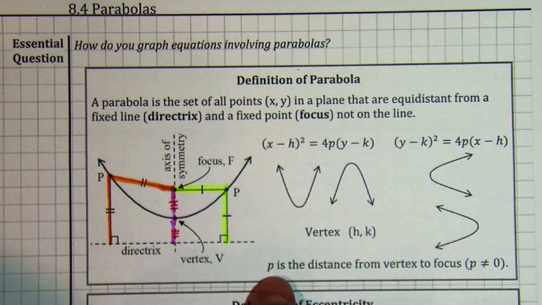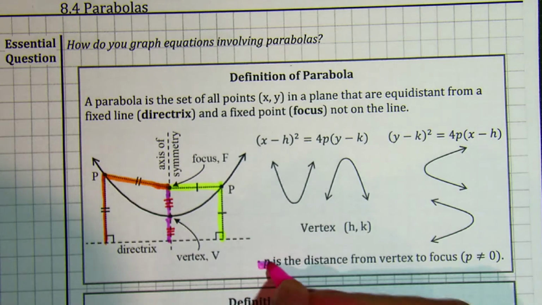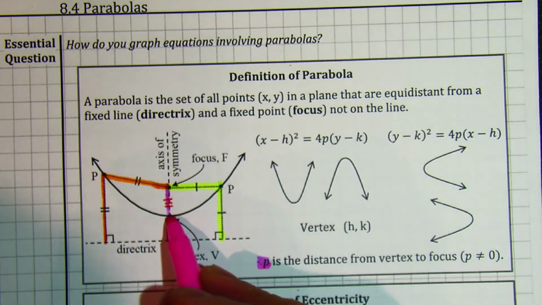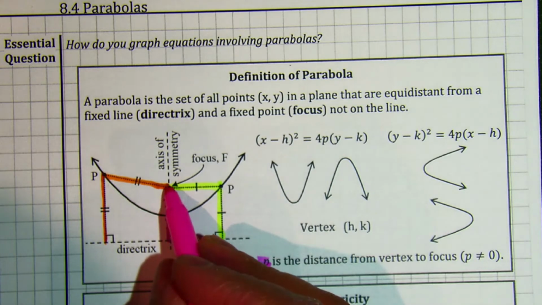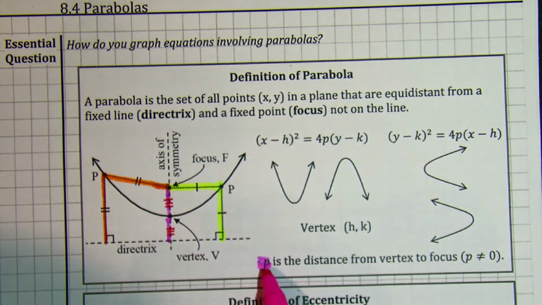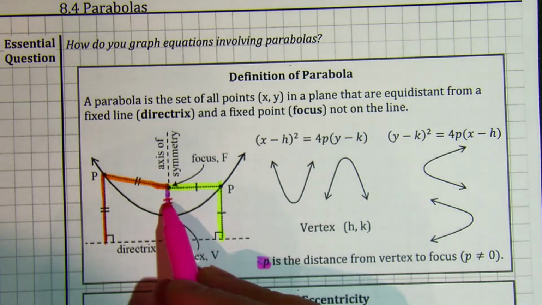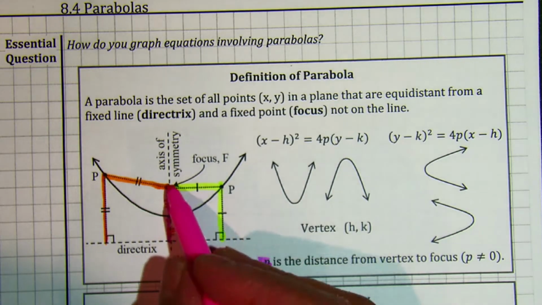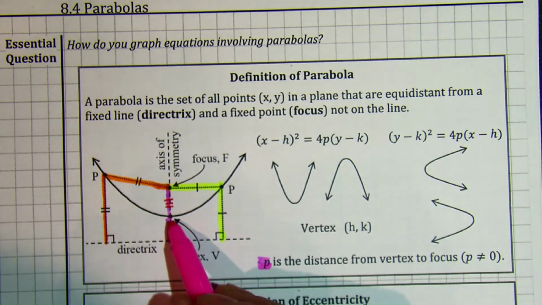And we know that the value of p that we are going to find is the distance from the vertex to the focus. So therefore, if p is 3, then it will be 1, 2, 3 to get to the focus. And because those two segments are congruent, to get to the directrix will also be the same distance.